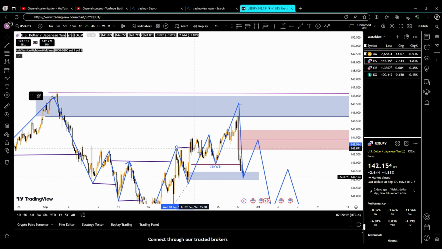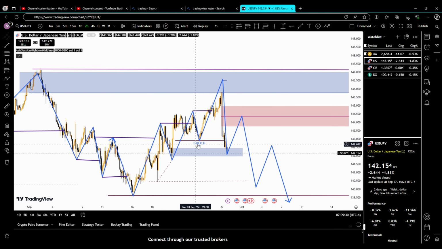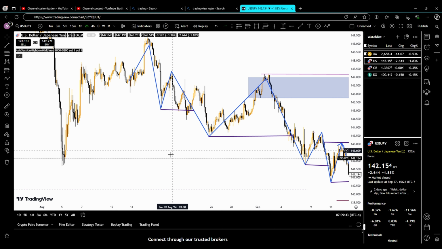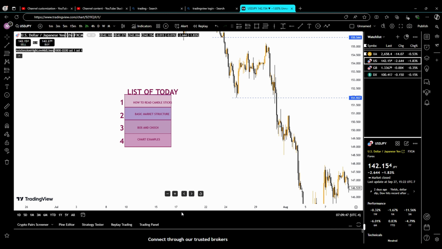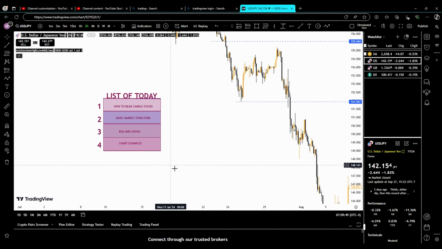You see the market is now moving up. Market is now moving up from the downtrend to an uptrend. And now I've noticed another break of structure, so we should expect the continuation of the trend to continue going down. Okay, so that's just all about market structure, candlestick readings, and boss and coach.